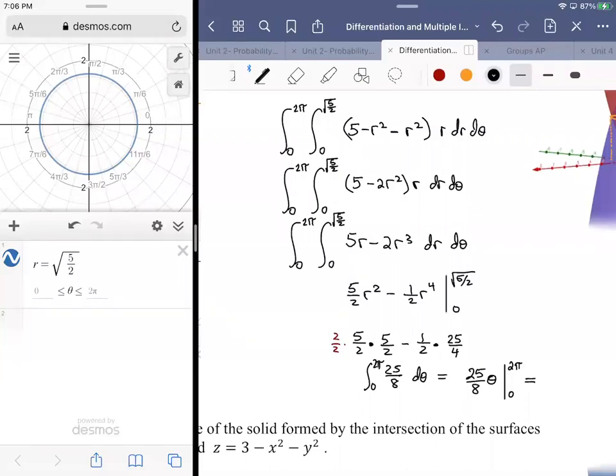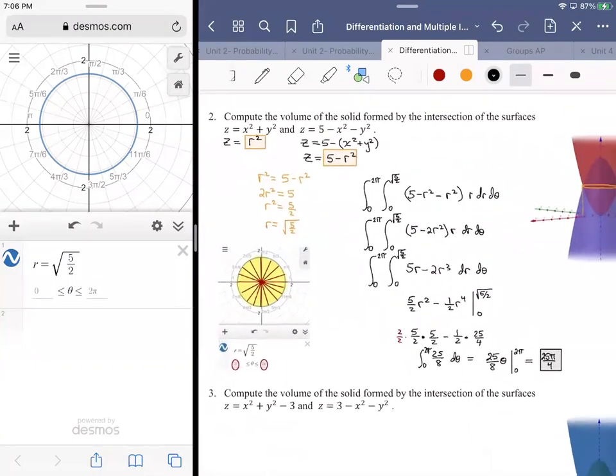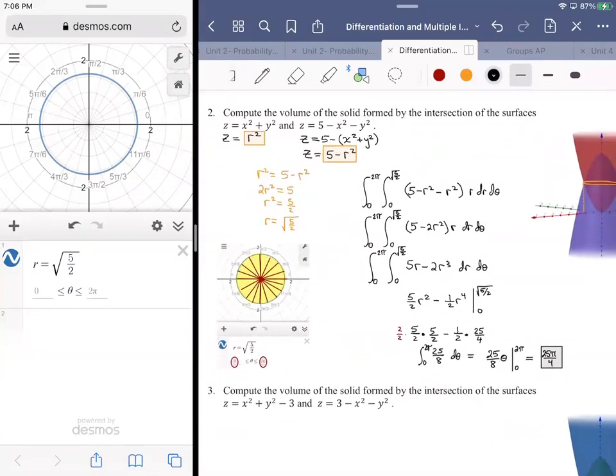So pop it in, we're going to get 50 pi over 8, reduce it, 25 pi over 4. That, like I said, takes a little doing, but a lot of the things that are familiar about integral calculus are still kind of in play.